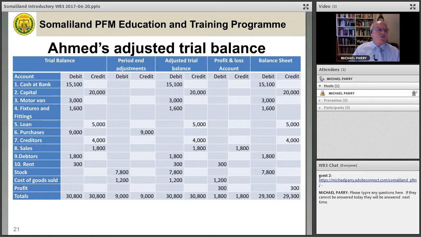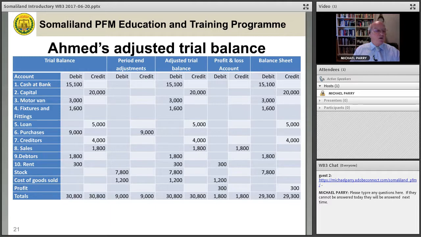Now this is much more complex to look at, so I'll explain the columns. The first pair of columns on the left, debits and credits, are simply a repeat of the trial balance we had a moment ago, totaling 30,800. The next pair of columns are the period end adjustments. The third pair of columns is then the net of the trial balance and the period end adjustments, and then we subdivide that into the profit and loss account and the balance sheet. Notice all the way across each pair of columns, debits and credits always balance.